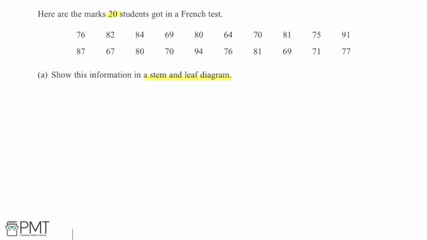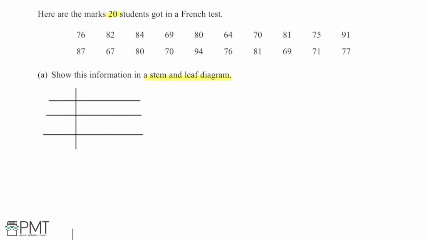For a stem and leaf diagram, we basically have two main parts. We have one column which is going to represent the stem, which in this case is going to be the tens column, and then we have another column which is going to represent the leaves. So this column here is the tens column, the stem, and the leaves are going in this area here.